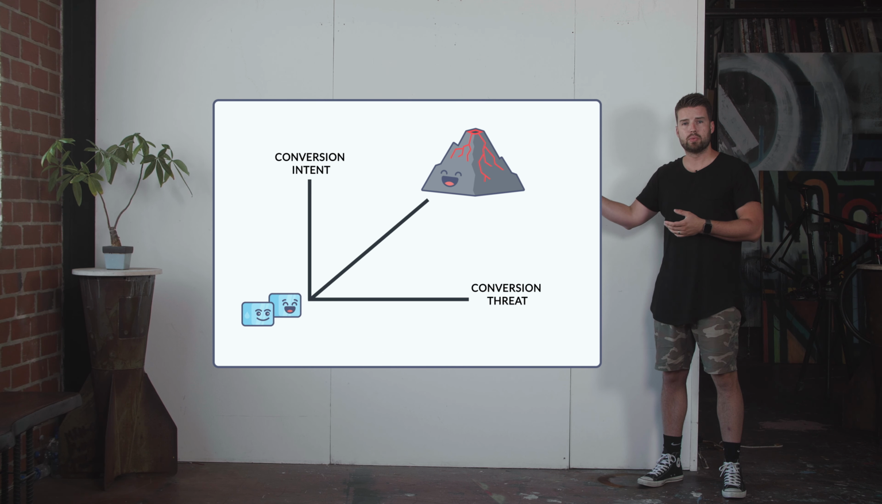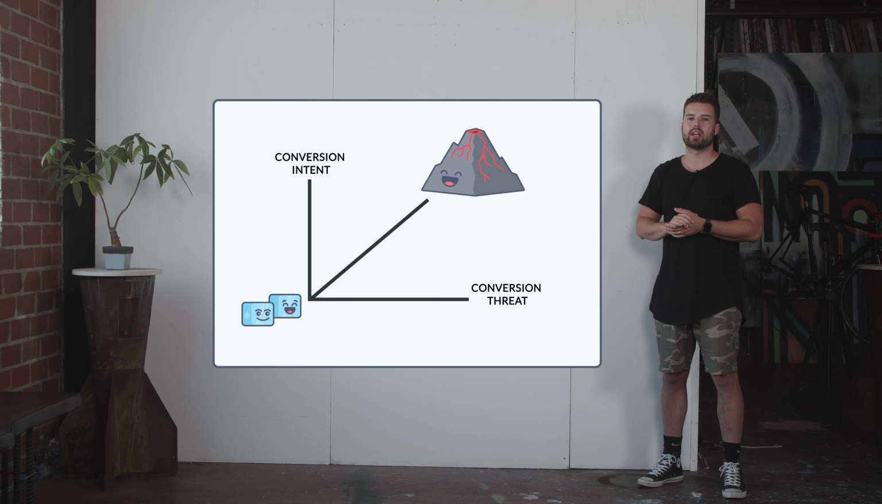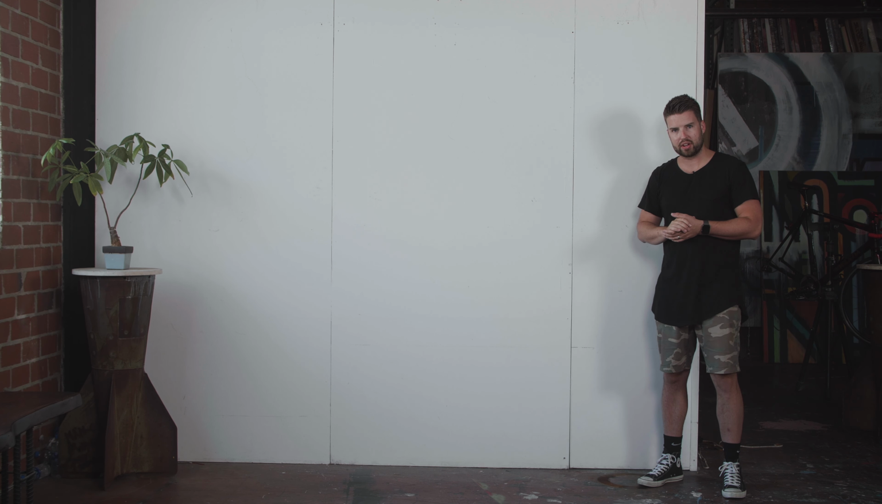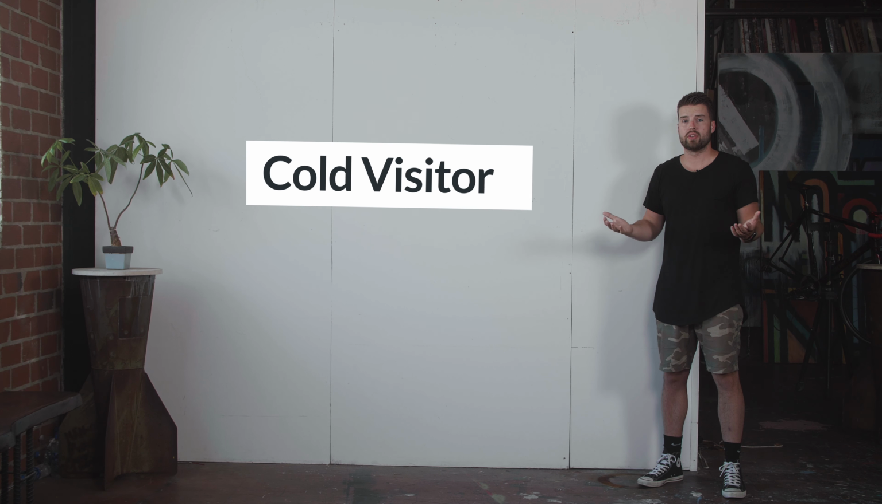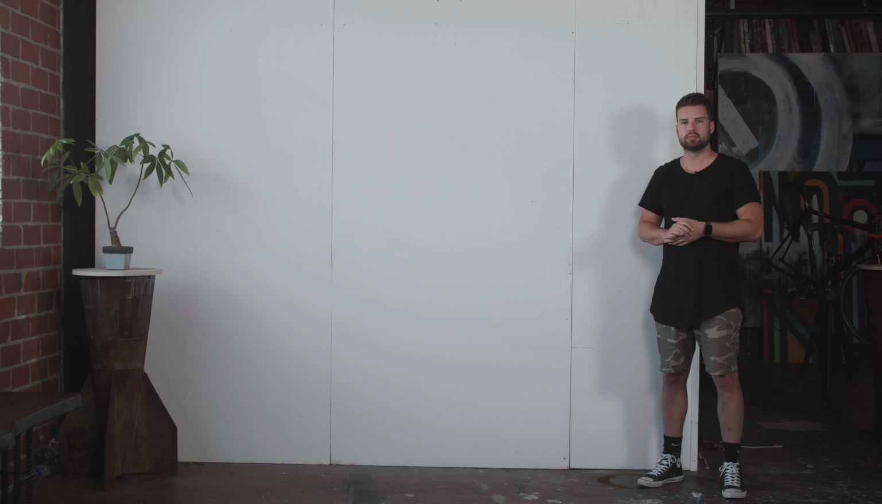You have the ice cube traffic with the volcano up at the top right side. And this is where you, again, want to make sure that when you have display traffic going, which is usually a cold visitor, you also have a cold offer. And we'll explain that more here in a little bit too.